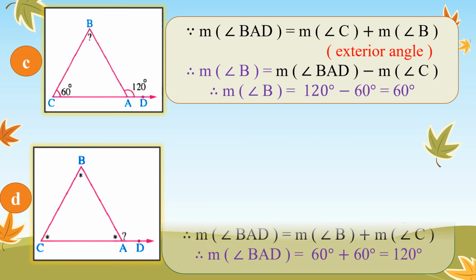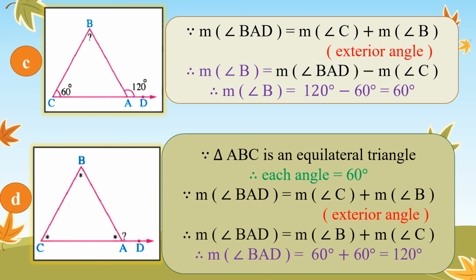Number D, I want measure of angle BAD. Since the triangle ABC is an equilateral triangle, each angle equals 60 degrees. Then measure of angle BAD equals measure of angle C plus measure of angle B as an exterior angle. Then measure of angle BAD equals measure of angle B plus measure of angle C, which is equal to 60 plus 60, 120. So measure of angle BAD equals 120 degrees.